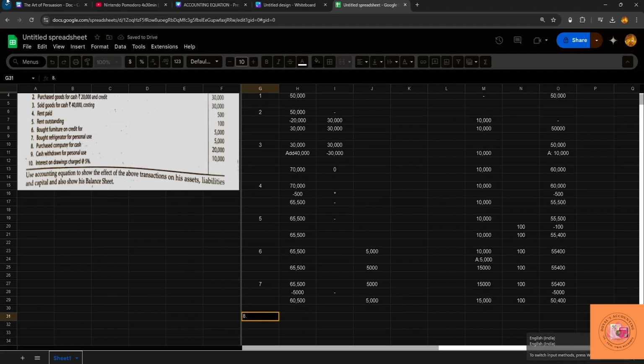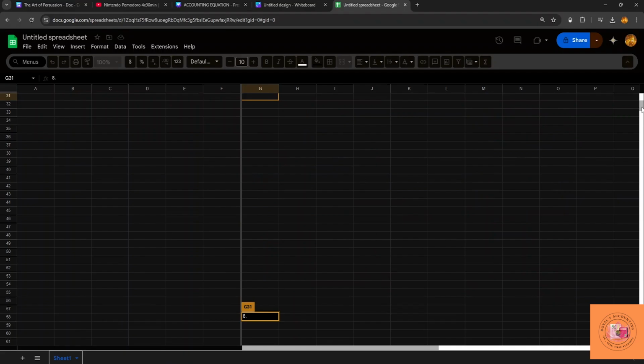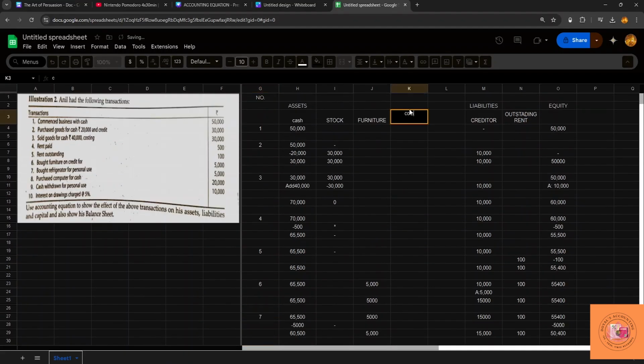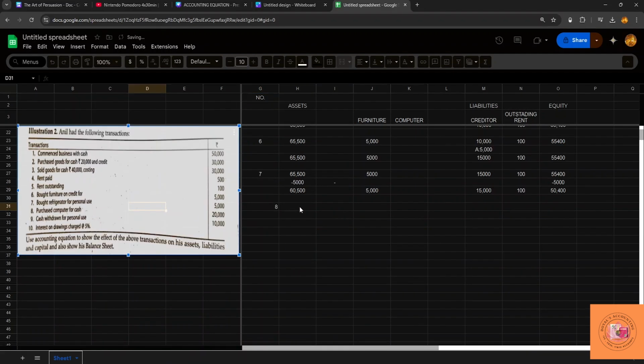Next transaction, number 8. You have purchased computer for cash. That means it is an asset to the company. We will create a new column called computer. You have purchased computer for cash worth rupees 5,000, so our cash balance will reduce by 5,000. Stock is anyway nil. We have furniture worth 5,000, and now we'll also have a computer worth 5,000.